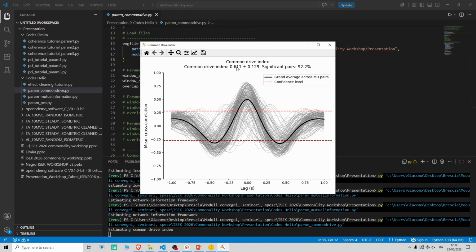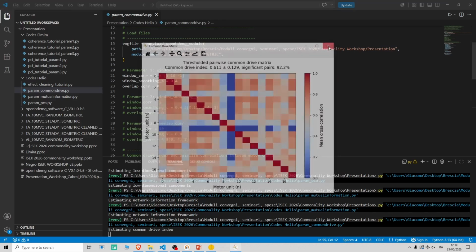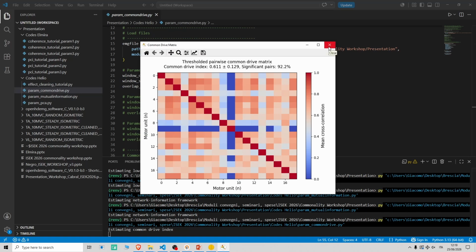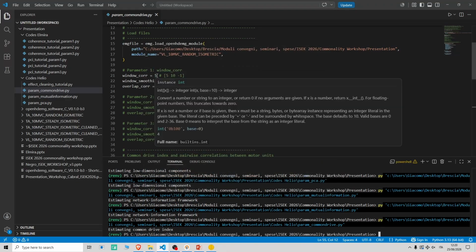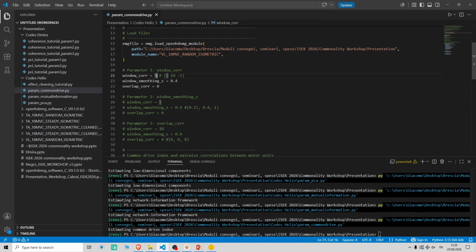Okay, I will not be able to cover it in detail, but just for you to understand. As I showed you, in gray we have the pairwise, and in black the average across all the units. Okay, and we can also see this pairwise matrix very quickly, with the values, and so forth. So what I will do now is, you saw that the value was around 0.612, more or less. And what I will do now is use 10 second windows to do the cross correlation. Okay?